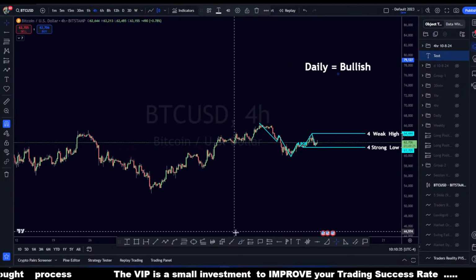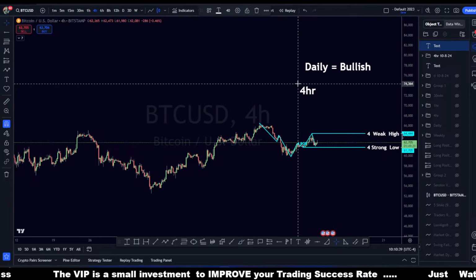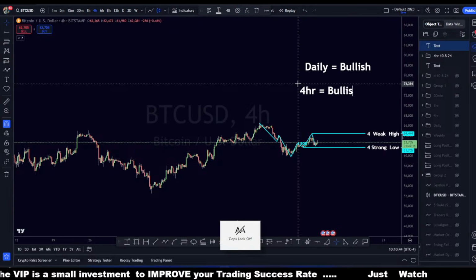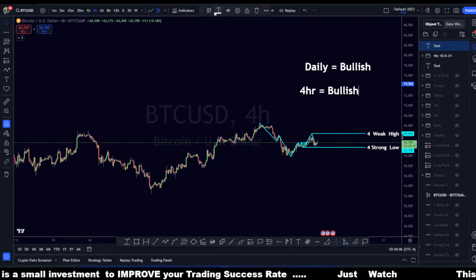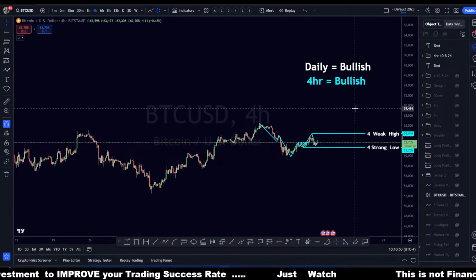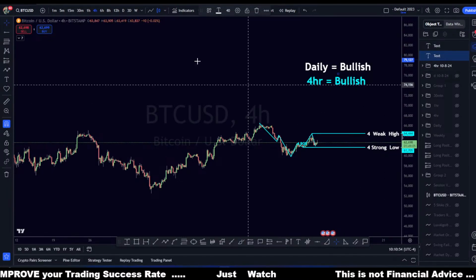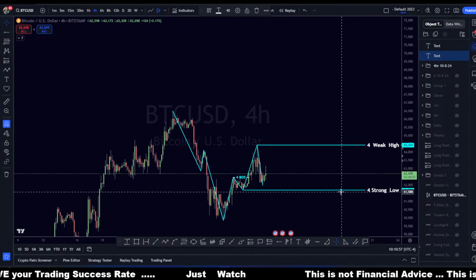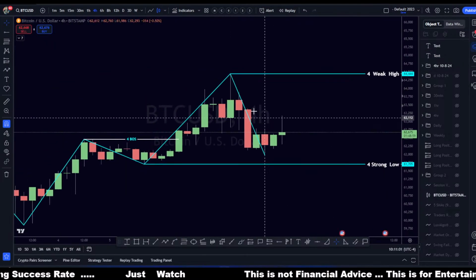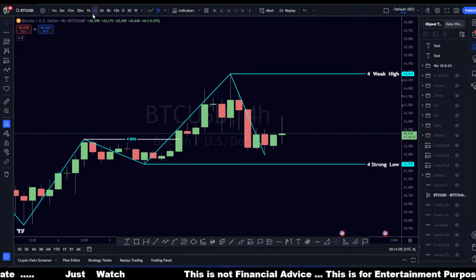So the daily was bullish. We have the 4-hour equals bullish as well. And we'll change this to the 4-hour color. So now we have both of these. All right, so let's go back to the 4-hour. Bring this up. So now we're going to do this one. So this is going to be on the 1-hour time frame.